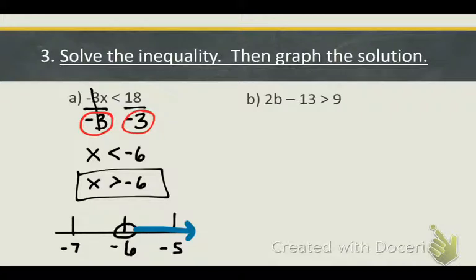2b minus 13 is greater than 9. My entire goal is to get what? B has to be alone. So guys, tell me this. Should I get rid of the 2 that's on that side first or the negative 13? Negative 13. You never want to take away the one that is attached to the B first. So let them stay together as long as possible. Tati, help me out. What should I do?